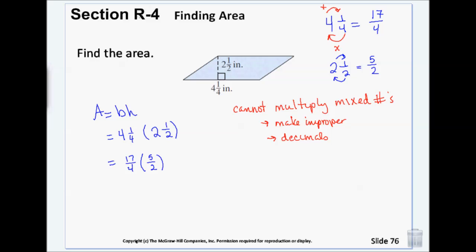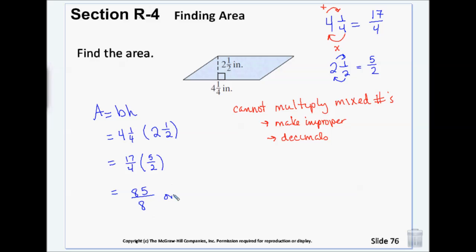Is that good? Okay. Anybody have questions about this process at all? Or it's okay? All right. So then I multiply straight across. 17 times 5 is 85. 4 times 2 is 8. And this won't reduce. And as far as I'm concerned, this is a perfectly acceptable answer.